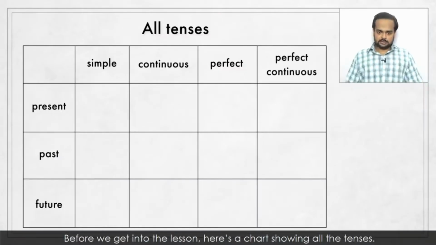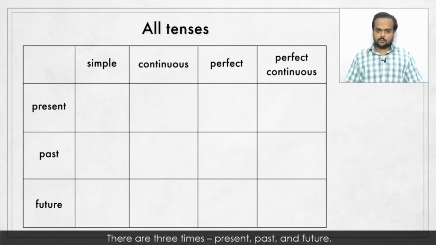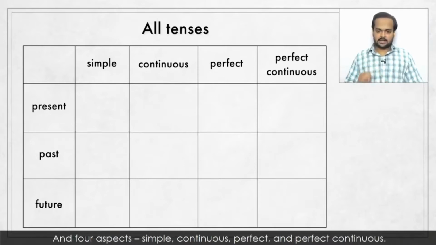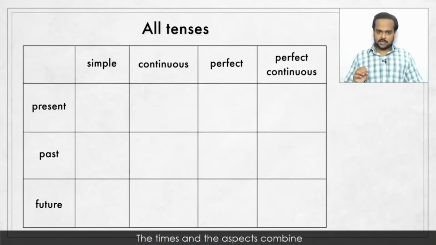Before we get into the lesson, here's a chart showing all of the tenses. There are 3 times: present, past, and future, and 4 aspects: simple, continuous, perfect, and perfect continuous. The times and the aspects combine to make all of the 12 tenses in English.